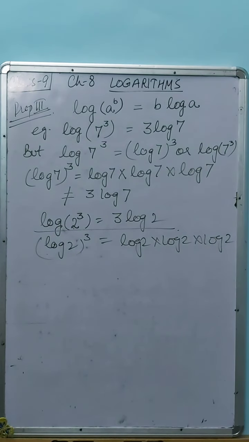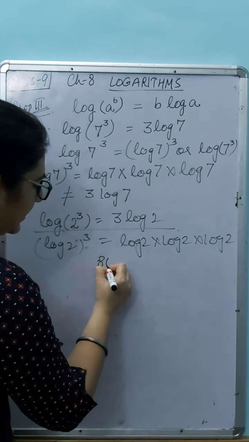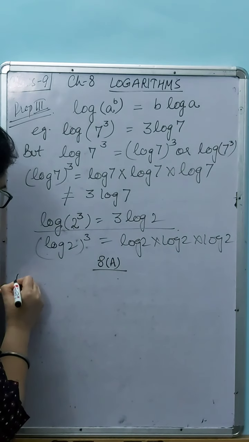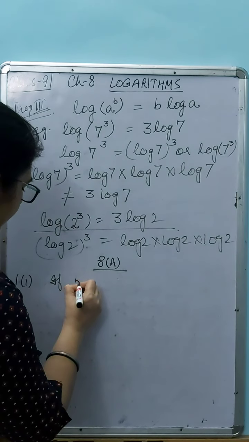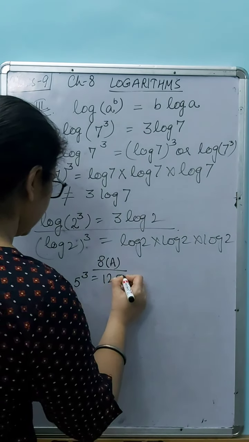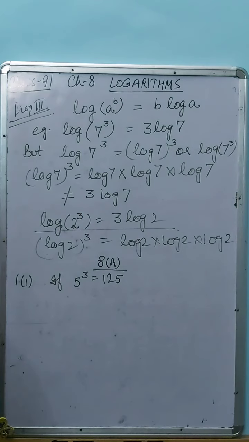So these are the 3 properties of logarithm, and Exercise 8B is totally based on these properties. The first exercise is totally based on the concept of logarithmic expression and exponential expression. So the first few questions are like this. Exercise 8A, first question, first part: if 5 raised to power 3 is 125, write it in the log form.